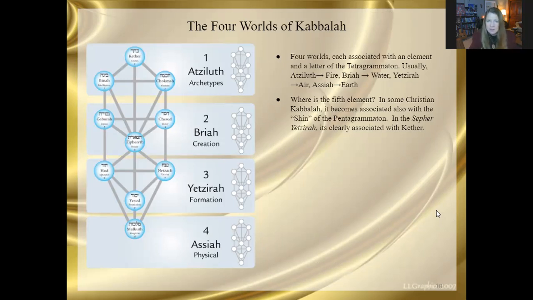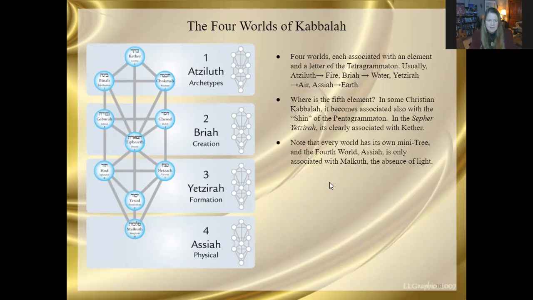If we're worried about the 5th element, as I said before, it's very clear in the Sefer Yetzirah that the 5th element is Kether, though sometimes Christian Kabbalists make it the Shin in Yod He Shin Vav He and put it in Tifereth. Although I will say, a lot of times when that's happening among the Christian Kabbalists in Dee's era, it's not clear that they're aware of 4 worlds. And it seems quite obvious that Dee is aware of that.